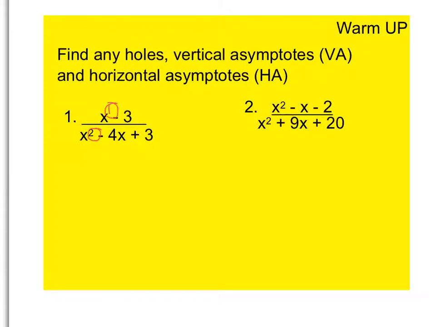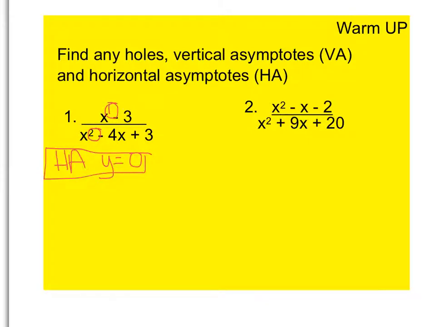So in the first one, we have a degree of 1 and a degree of 2. Well, when the degree on the bottom is bigger, that was case number 2, and you always have a horizontal asymptote of y equals 0. So there's answer number 1. Now to find holes in vertical asymptotes, we have to factor.